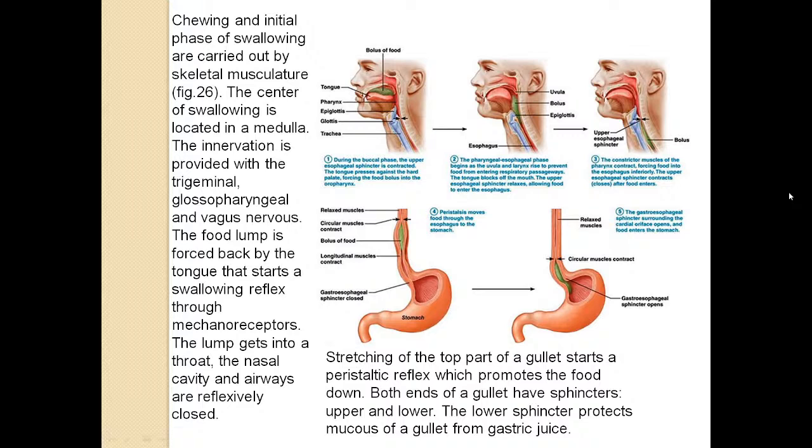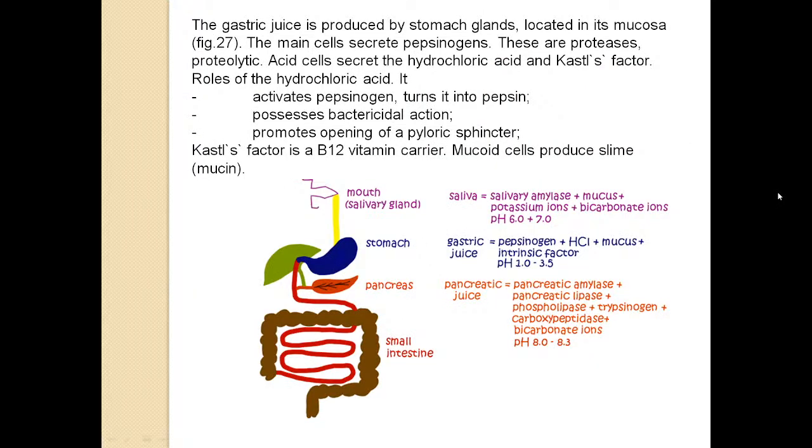So, next question, digestion in the stomach, composition of gastric juice. The gastric juice is produced by stomach glands located in its mucosa. The main cells secrete pepsinogens, which are proteases, proteolytic enzymes. Parietal cells secrete hydrochloric acid and Castle's factor. Roles of the hydrochloric acid.